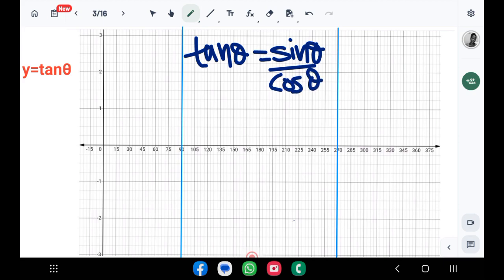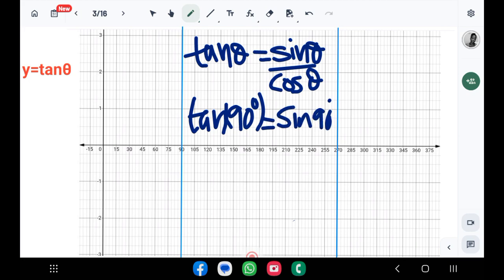This is what we call the quotient identity. Now, at 90 degrees, tan of 90 degrees equals sine of 90 degrees divided by cos of 90 degrees. Take out a calculator. Sine of 90 degrees gives you 1. So that is equal to 1 over cos of 90 degrees.